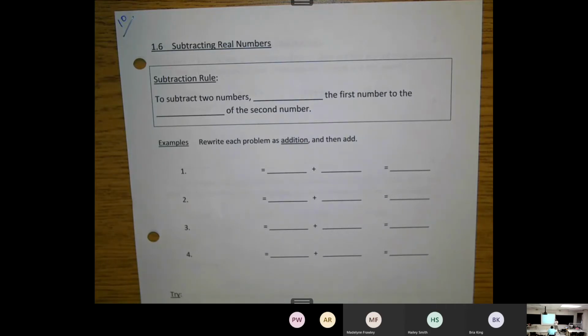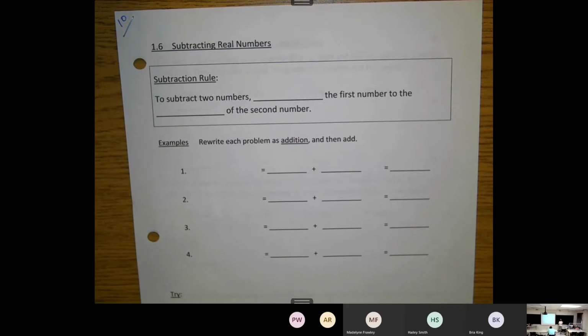Do you remember what we're supposed to do if we're adding numbers that have the same signs? What was the rule? We said to add them together. And what do we do about the sign? You keep the same sign. That's right. So that's still going to help us out today.